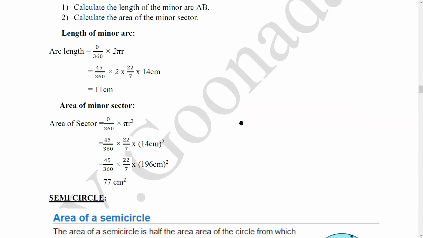Okay, on your calculator, you press 45. Then press the fraction button and press 360. And multiply by 22. Then press the fraction button and then press 7. Then press multiply 196 and then you press the equal sign. I got it. Oh, well, you see, problem solved.